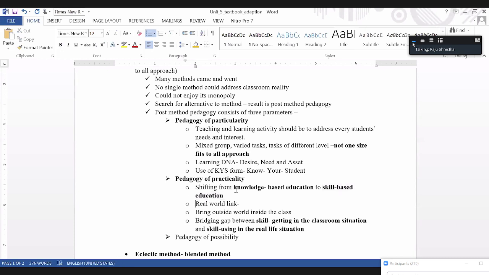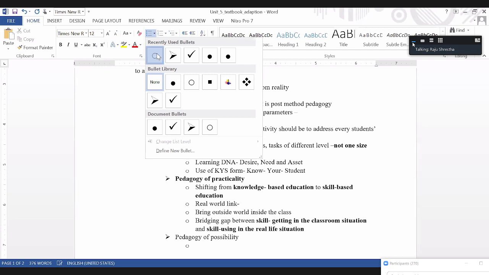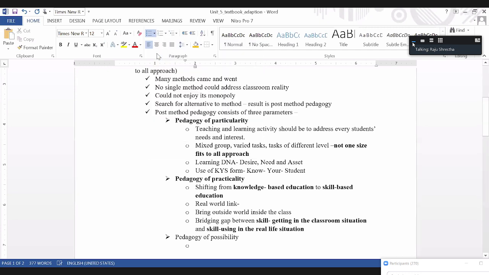So this kind of focus should be in English language class, not a particular method, not GT method, not direct method, not audiolingual method, but what? This might be a blended form of different methods, but reality is what? Your teaching and learning activities should be particular, specific, individually specific. Then what should be practical? This is related to the real life situation. Then what should be possibility?